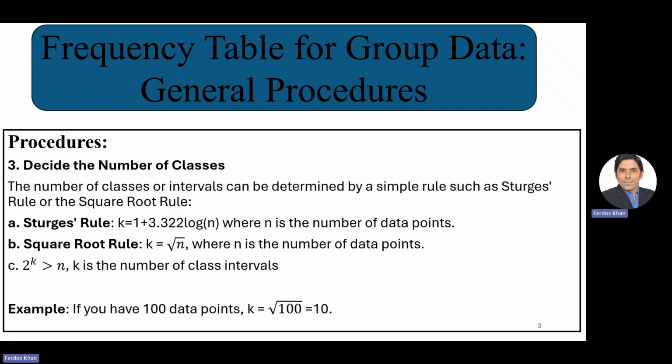This is the general procedure, and this is an example: when n is equal to 100 data points, k is the square root of 100, which is 10, so 10 intervals. By the way, if you use the Sturges rule or rule C, that will give you a different number of intervals, perhaps fewer than this. This does not make a difference, but you need to be careful when you are putting data in these classes.